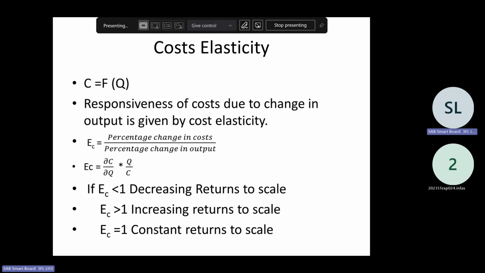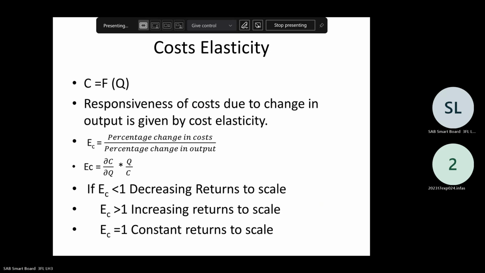So cost elasticity. Now we know that we talked about production elasticity, or output elasticity, earlier. Can you remember? We say the output elasticity or the production elasticity, same. Earlier we talked about output elasticity with respect to change in the output, which is output change with respect to change in the labor inputs. Likewise, we can now talk about the cost elasticity.